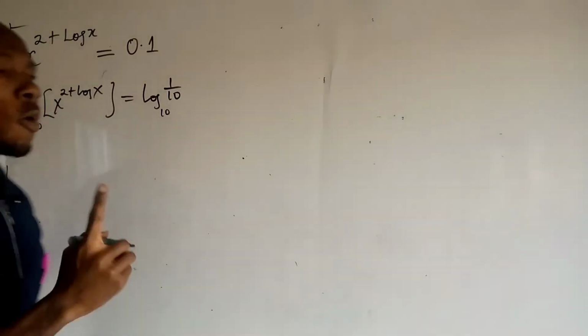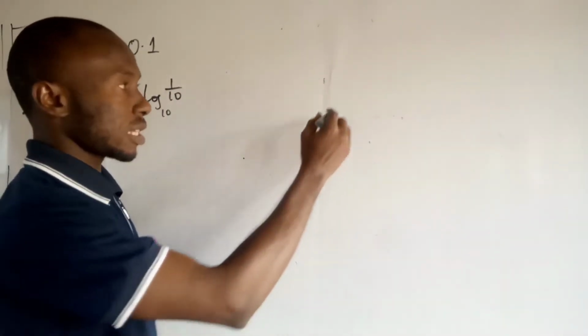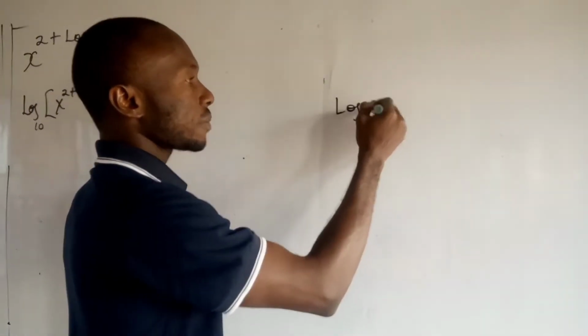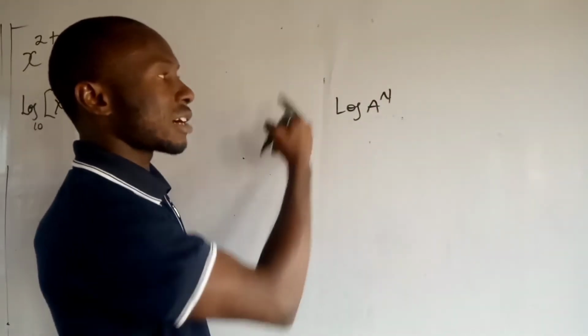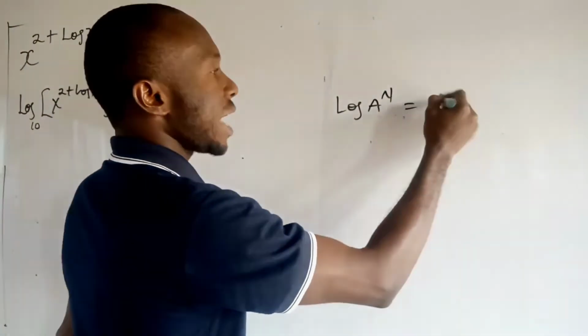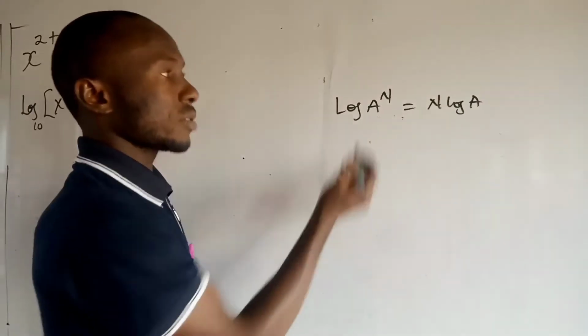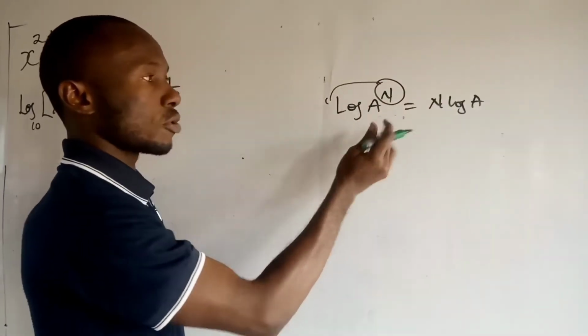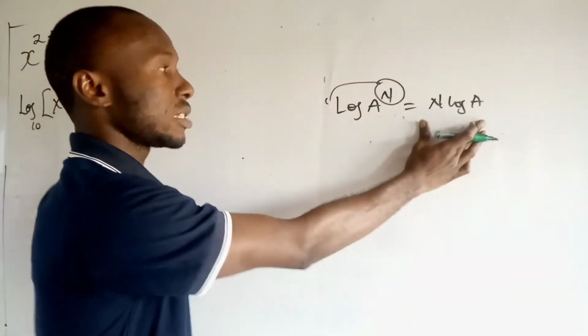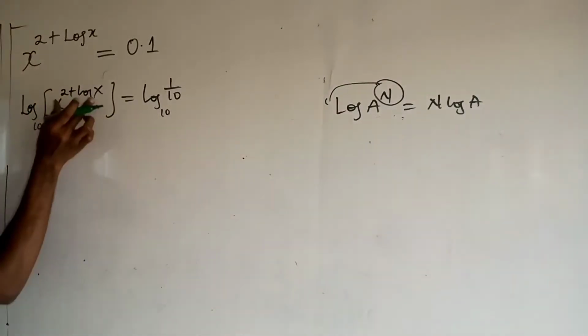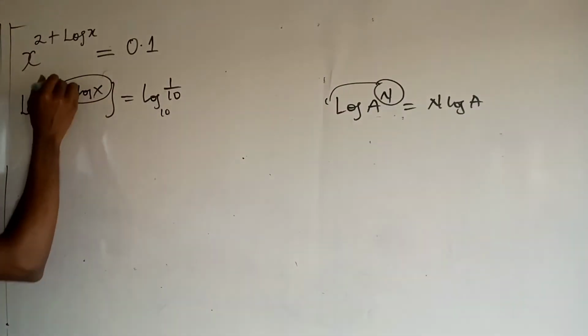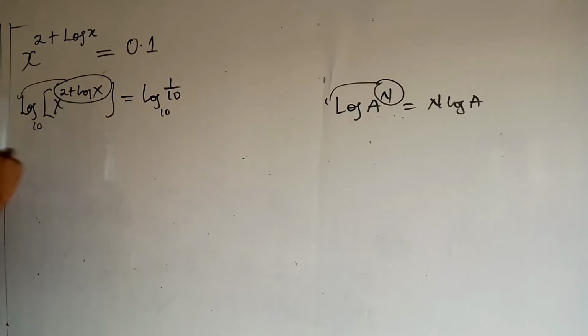So I want you to recall one of the laws of logarithm that says if I have log a to the power n, I can write this logarithm as n log a. So this power is going to fall behind. That's exactly what's going to happen here. All of these up here are going to fall behind because of the law of logarithm.